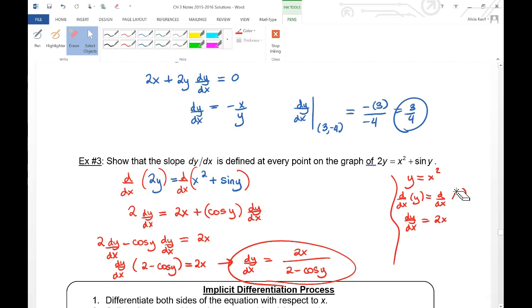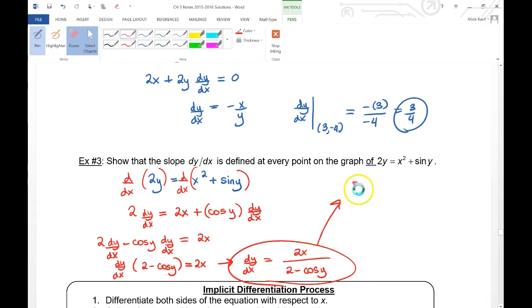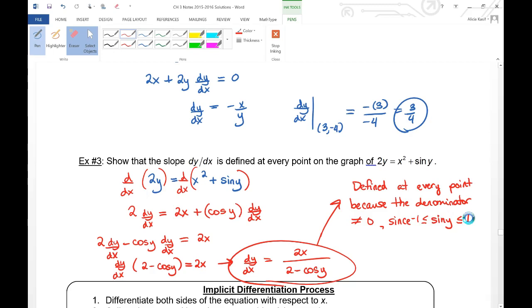So this is defined at every point because the denominator is never equal to 0, since the cosine of y has to be between -1 and 1. Oh, yeah, I meant cosine.